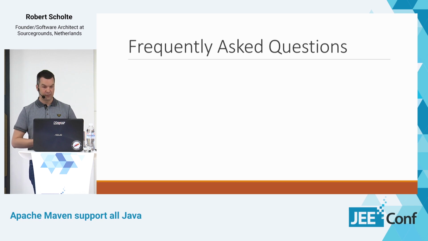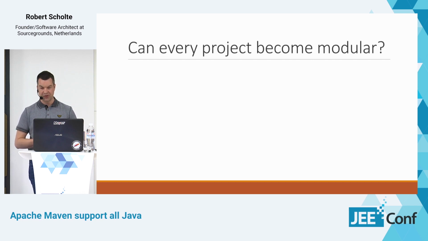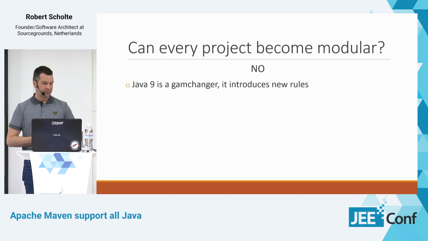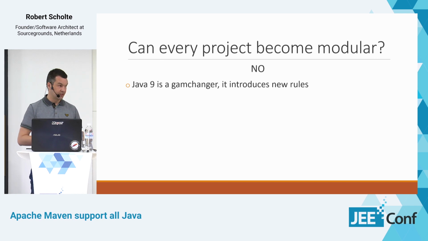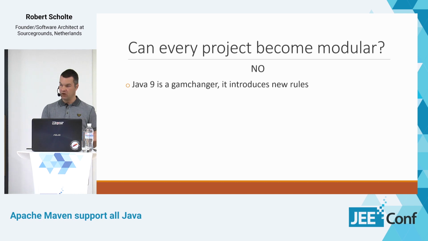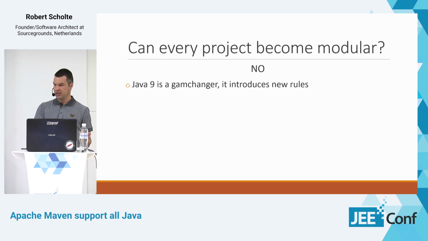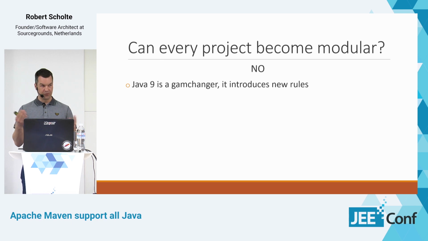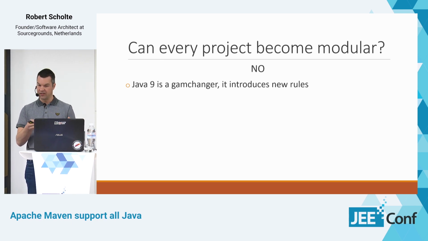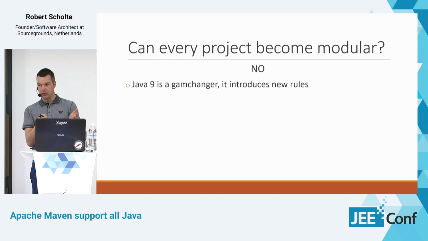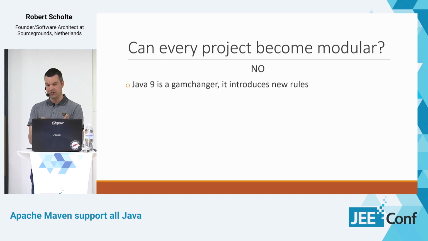So of course there are some frequently asked questions, and one of them is, can every project become modular? The answer is no. Java 9 is a real game changer. It introduces new rules that weren't there in the early versions of Java. So if you said, well, okay, I'm going to put my interfaces and implementations in the same package, then you will not have the ability to say, okay, I'm going to only show the interfaces and keep the implementations hidden from the rest.